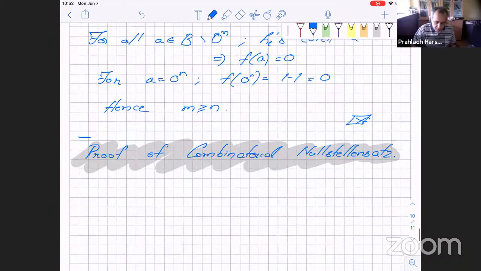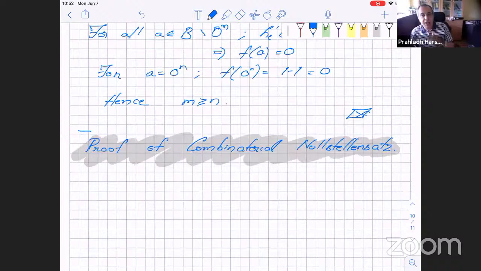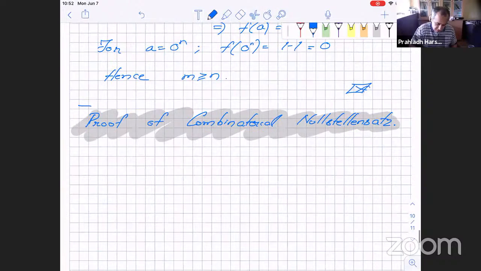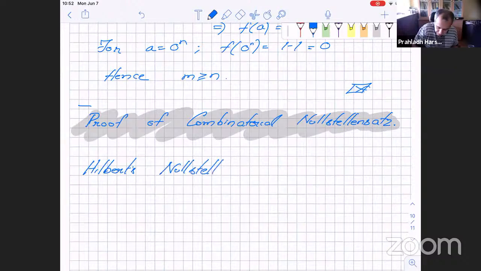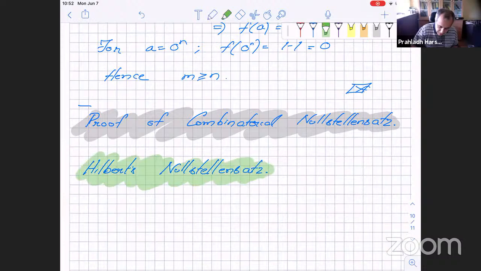So you might have heard something called Hilbert's Nullstellensatz. That's where the word comes from. Let's spend a little time on what that is. What is Hilbert's Nullstellensatz? It is a deep theorem from algebra. It says take F to be any field that is algebraically closed.